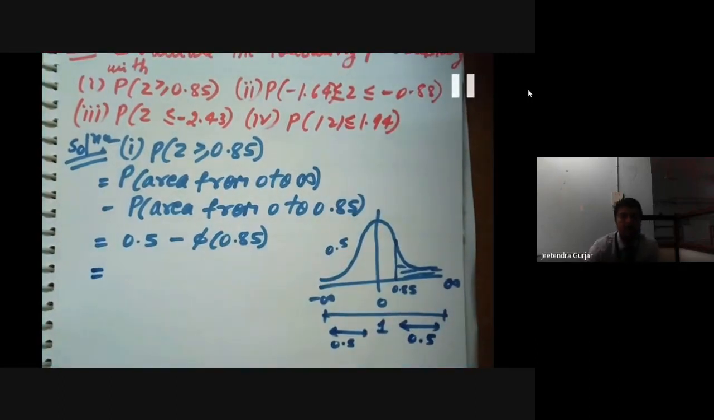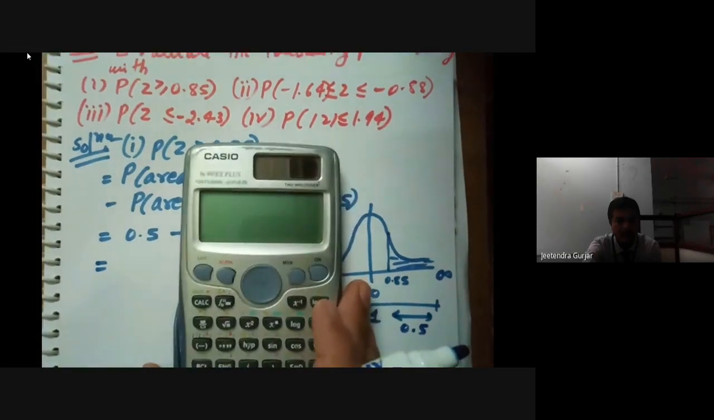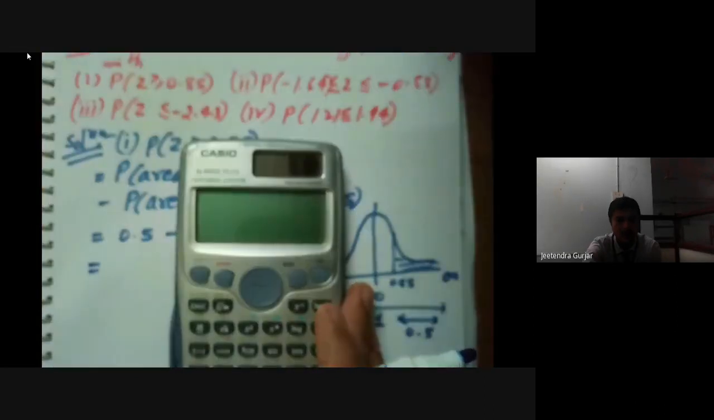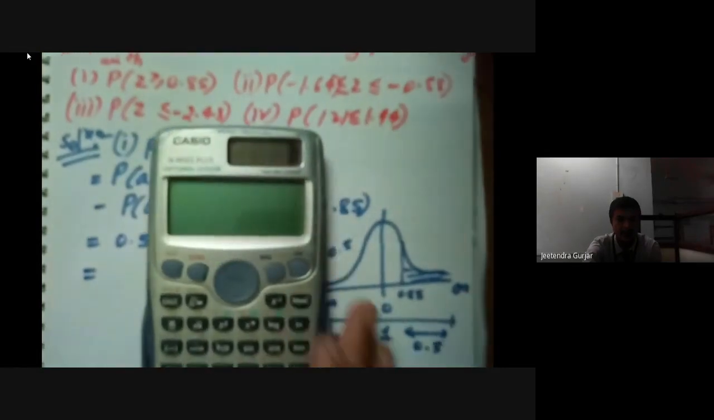Now please be ready with your calculator. So how am I going to calculate this as phi of 0.85? Please remember this. Yes, use the calculator, students. So this is minus phi of 0.85. You are going to calculate the area from 0 to 0.85. So please be ready with the calculator now. See, now only I am telling, please be ready with the calculator, because again it is difficult to repeat.